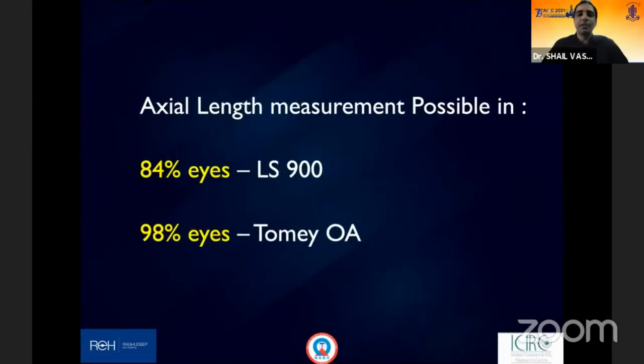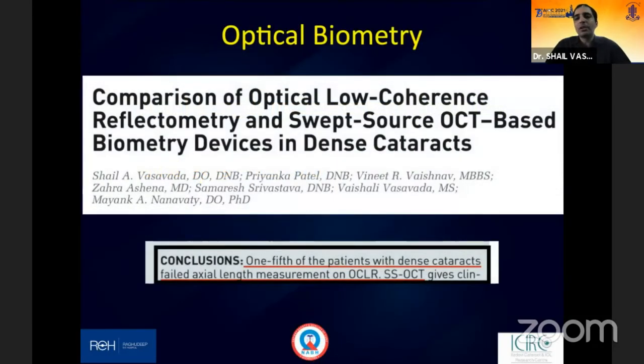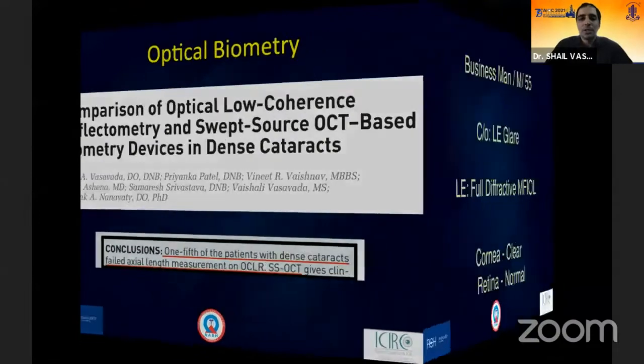And we did our own study where we compared Lenstar versus the Tomey swept source OCT, which we have access to both of them. We found that while in the Lenstar we were able to achieve axial length in 84% of eyes, we were able to achieve axial length readings in almost 98% of eyes with the swept source OCT, which means except for those extremely dense cataracts, it penetrates through almost everything. And that improves your IOL prediction, your calculation, your post-operative outcomes. And this is what we published last year, the same data showing that about 1/5 of patients, almost 20%, could not be captured on the Lenstar.